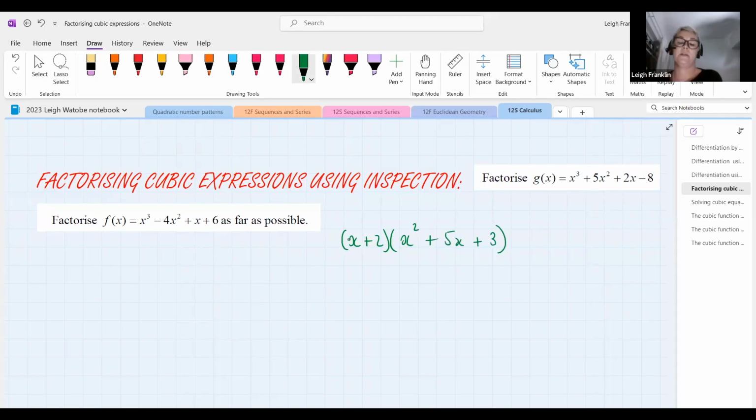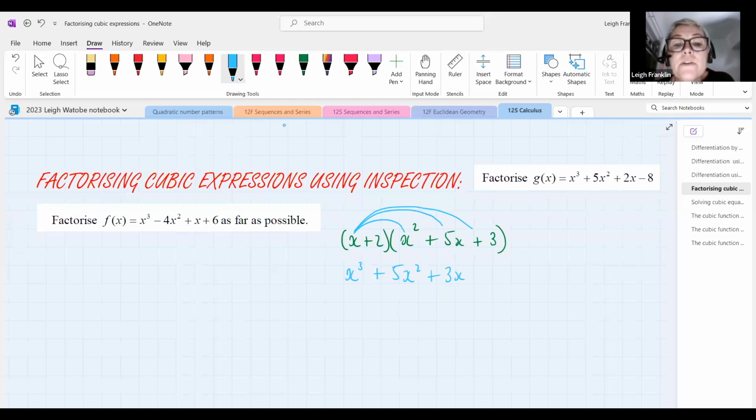Okay, it doesn't matter that it doesn't factorize. We'll worry about that next time. So in other words, you end up saying you do this. You're going to say x times x squared is x cubed. x times 5x gives us 5x squared. x times 3 is 3x.